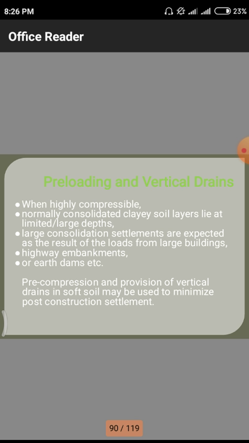And next one, large consolidation settlements are accepted as the result of loads from large buildings. Whenever there is a huge structure, due to its size and the materials used, the total weight will be applied as a load on a particular footing, so there may be some kind of settlement. To avoid those settlements, nowadays we are using lightweight structures.